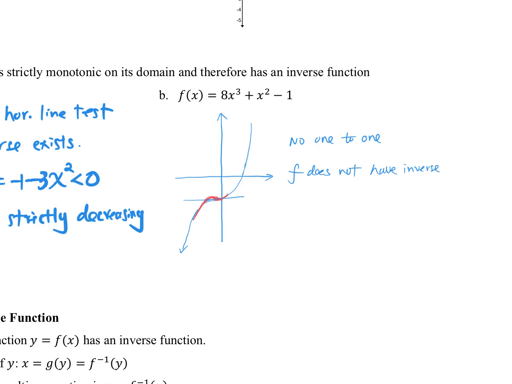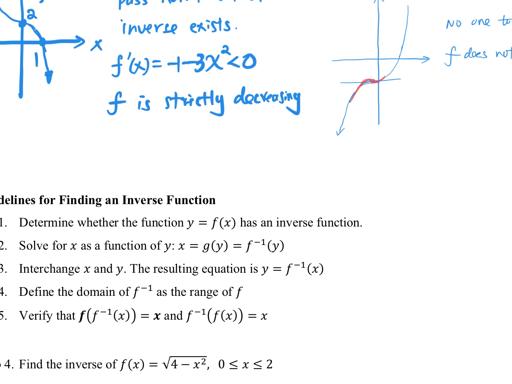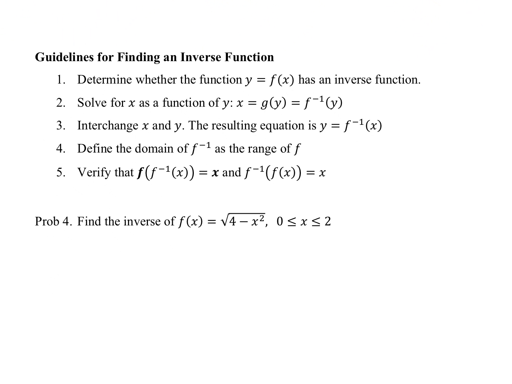Because the horizontal line test fails. Now, next, let's review how to find an inverse function. Step number one, make sure that the function has an inverse by checking whether it is strictly monotonic or one-to-one. Step two, solve for x as a function of y. And step three, interchange x and y, then the resulting equation is the inverse.